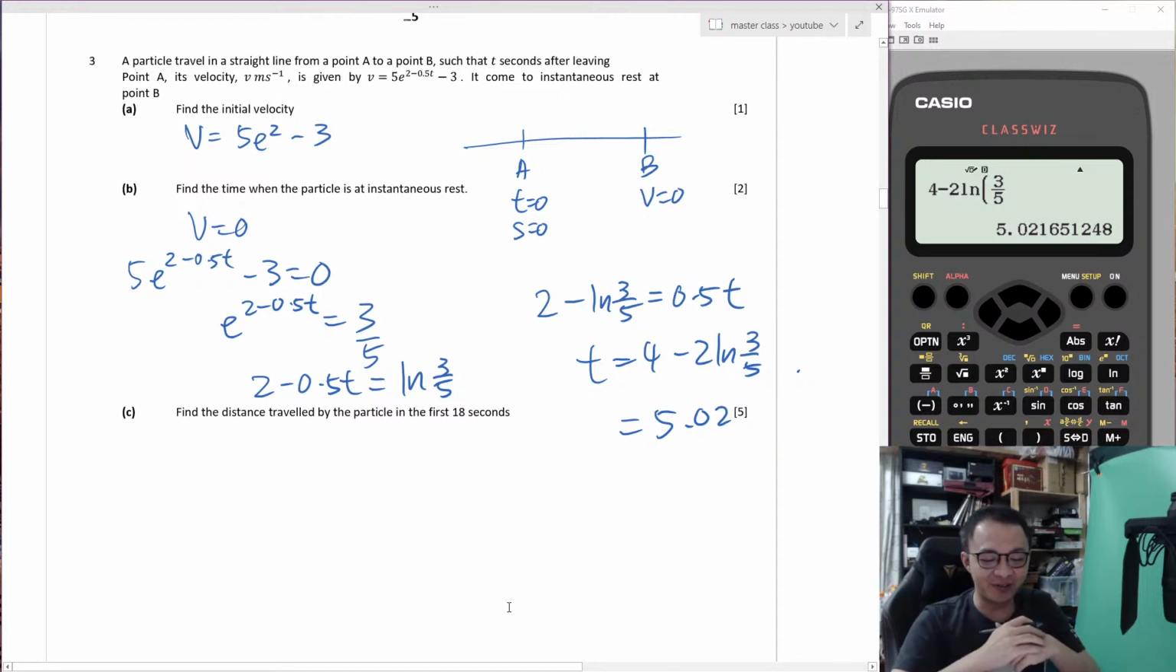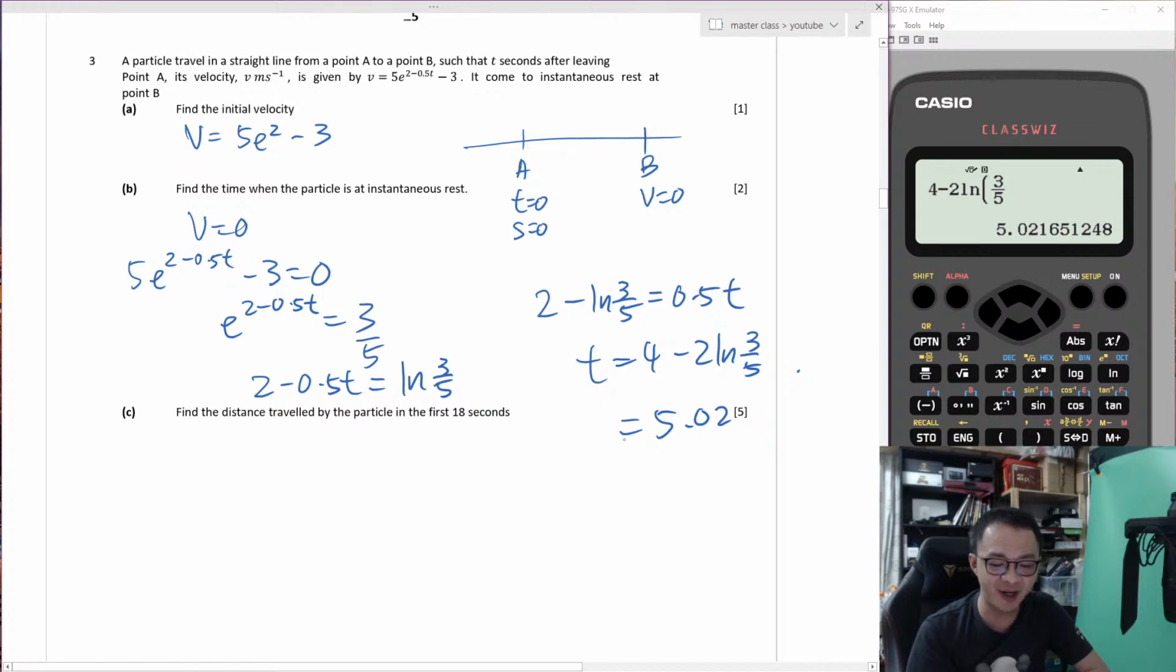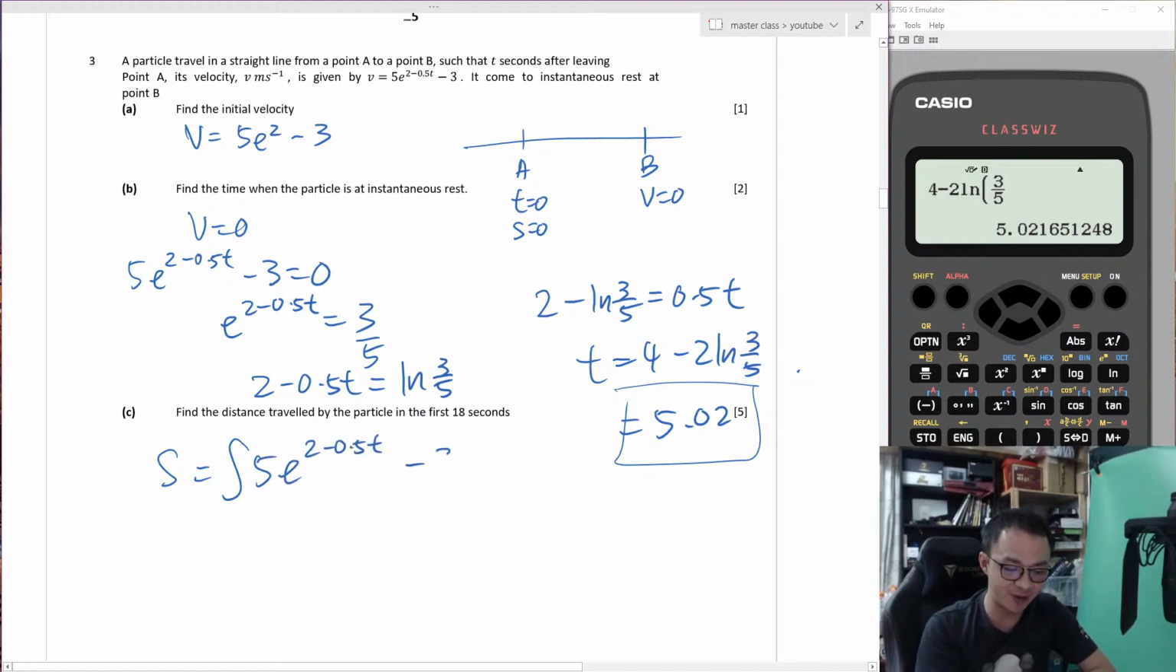Alright, so find the distance traveled for the first 18 seconds. So first thing is, whenever we want to find the total distance, we will always find when the particle actually stops to make a U-turn. So what we want to do over here is find v equals 0, and in fact we already found the time when the particle stops, which is at this value 5.02. So I want to find displacement. Definitely I will find s, for which I need to integrate 5e^(2 - 0.5t) minus 3.